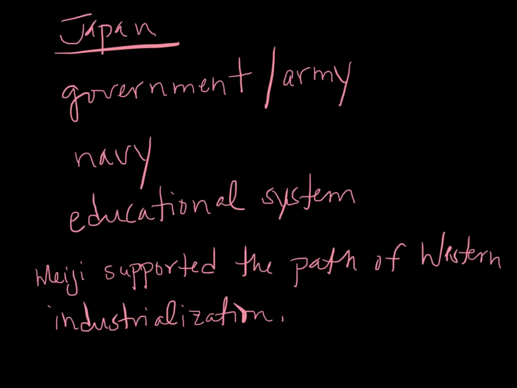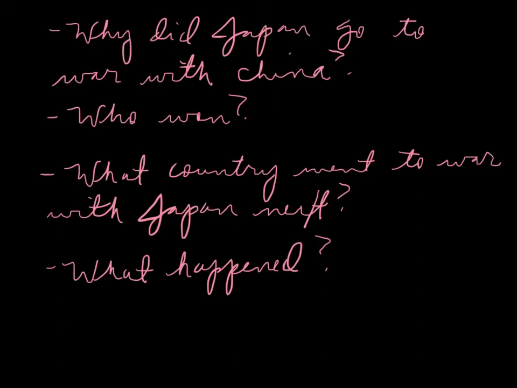Why did Japan go to war with China? Remember, this is that struggle over Korea. They had signed an agreement that they would both stay out of Korea. China sent their army into Korea. Japan didn't like it. They went to war. Who won? Japan, surprisingly. But that's all thanks to their modernization.